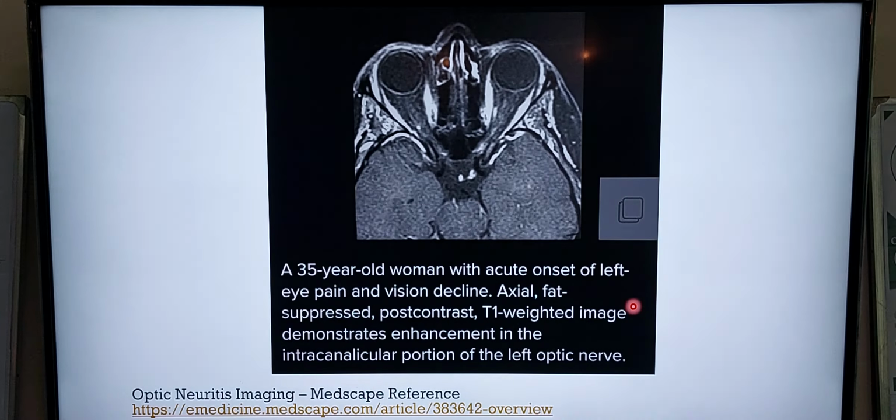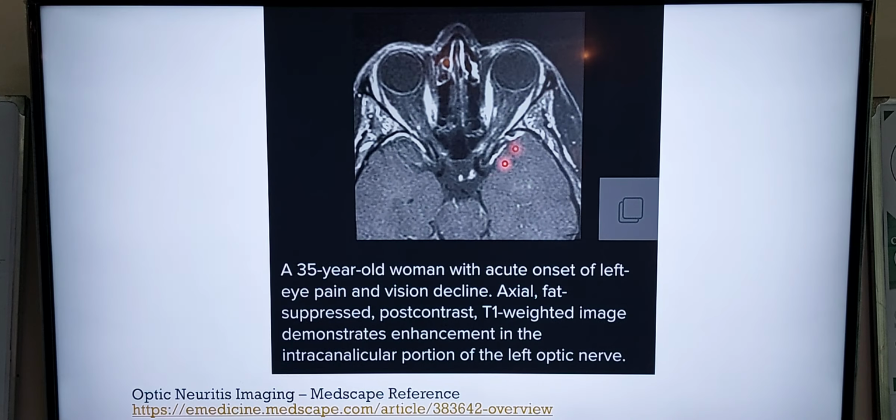Okay. This is a case: a 35-year-old woman with acute onset of left eye pain and vision decline. This is an axial, fat suppressed, post contrast T1 weighted image, which demonstrates enhancement in the intracanalicular, you can see over here, intracanalicular portion of the optic nerve. So, fat is suppressed and the optic nerve is enhanced.